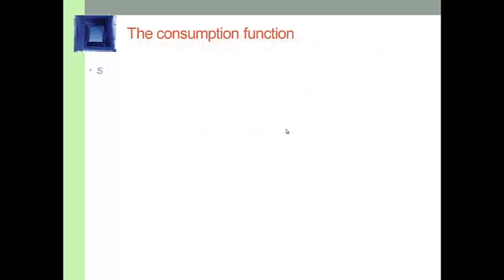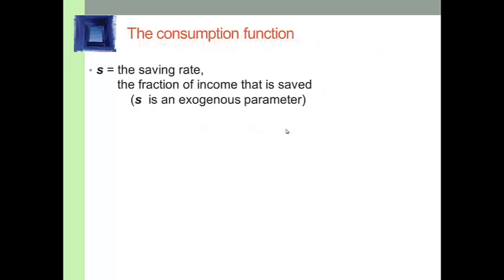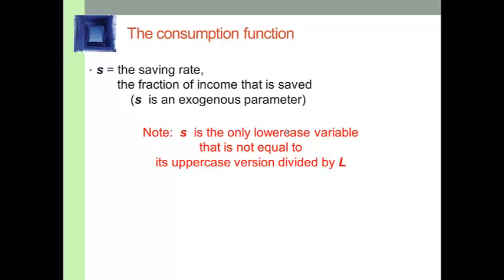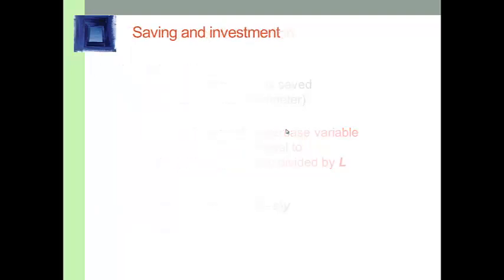Let's move on now to our consumption function. Here s is our saving rate, which is the fraction of income that is saved. Our consumption function again is 1 minus s times income. What this suggests is that consumption is a function of both the saving rate and income. Let's now move on to the other piece of our Solow framework, that is saving and investment.